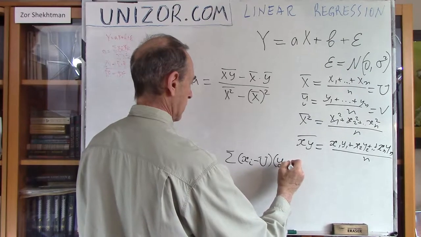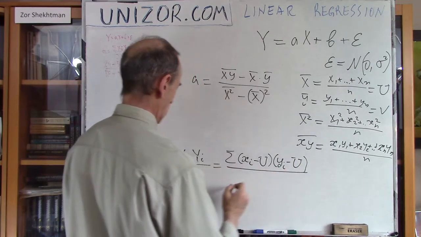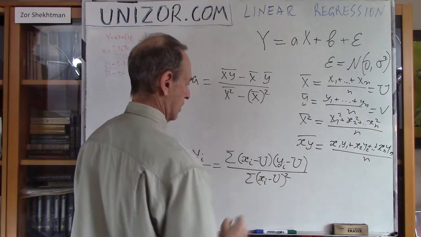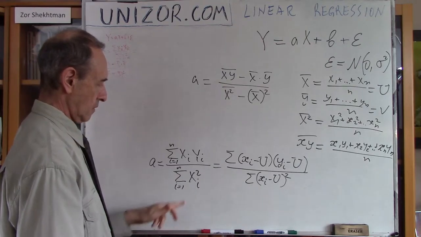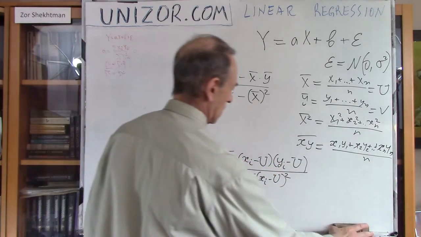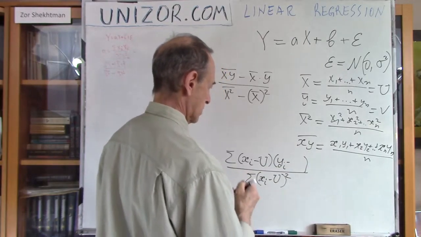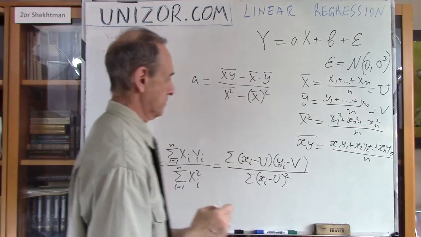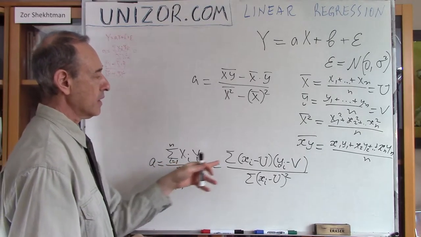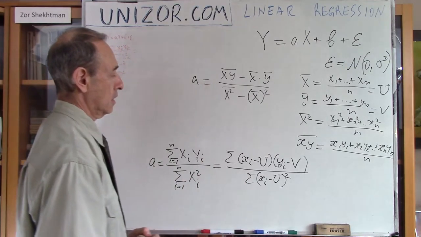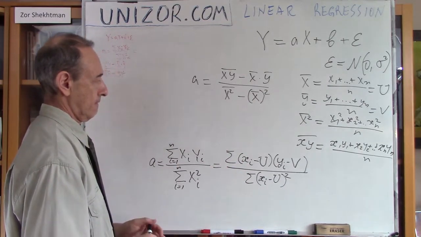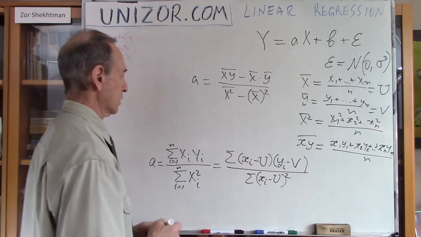It would be sigma of xi minus u times yi minus v, divided by sigma of xi minus u squared, right? That's our definition of capital X and capital Y. They are original minus, okay, I think I made a mistake here. That's supposed to be v, obviously, the average of y's. So this is just replacement of capital X and capital Y with their original meaning, as it was explained in the previous lecture and in the beginning of this one.